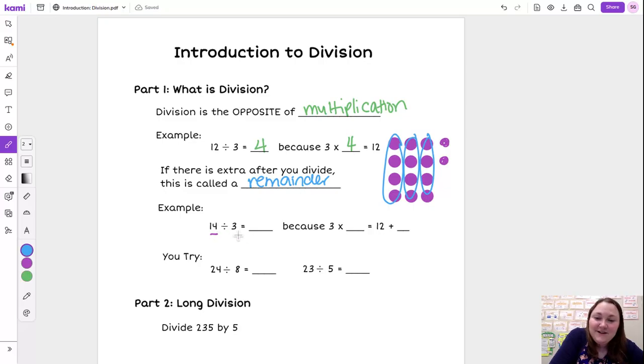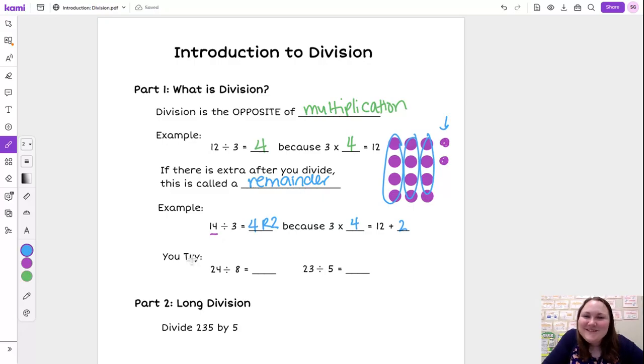So 14 divided by 3, I can have 4 in each group, and that's because 3 times 4 gets us really close. It gets us to 12, but there's going to be 2 extra, and we call that extra the remainder. So my answer would be 4 remainder 2. And that's because when you do that 3 times 4 and have those 12 original circles we had, you would need to add those extra 2 to get back to your 14.